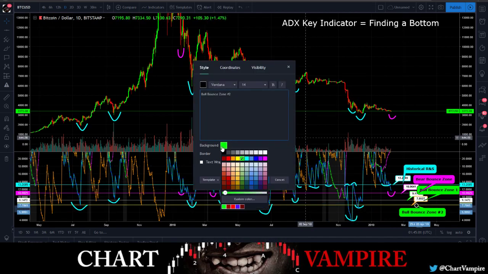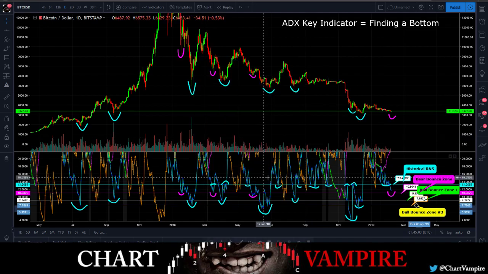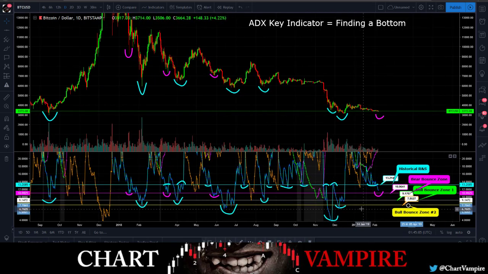Right? Bull bounce 2 area, there you go. So you got bull bounce 1 and 2 down here. So you got two nice golden zones to land down into, right? Bullish bounce, golden zone bounce, and then anything beyond that is just crazy mayhem.